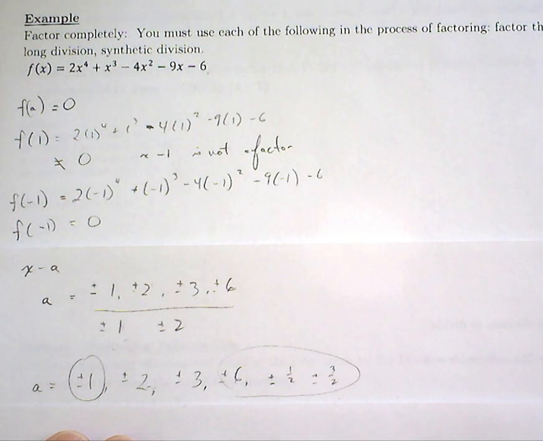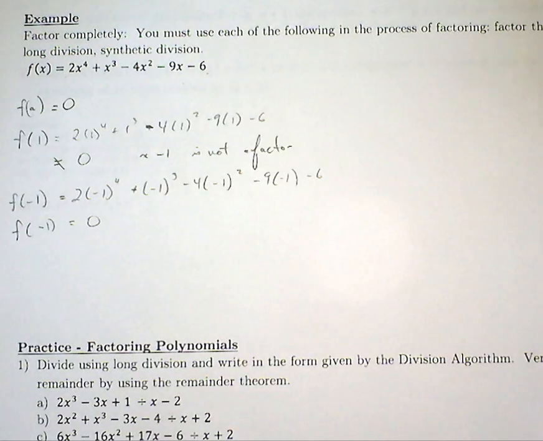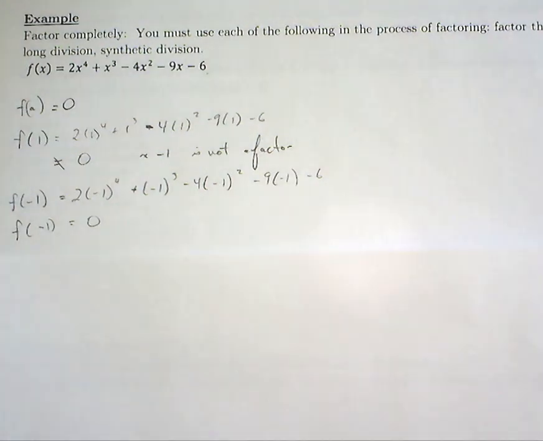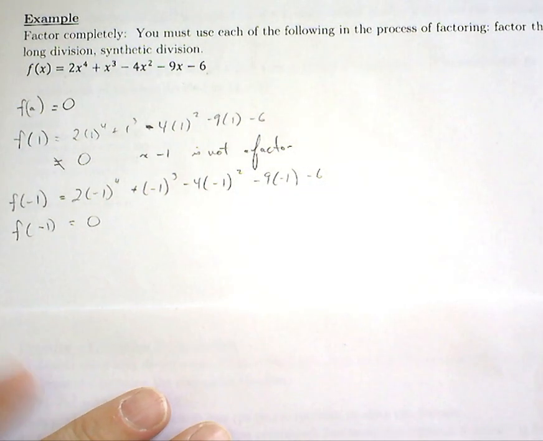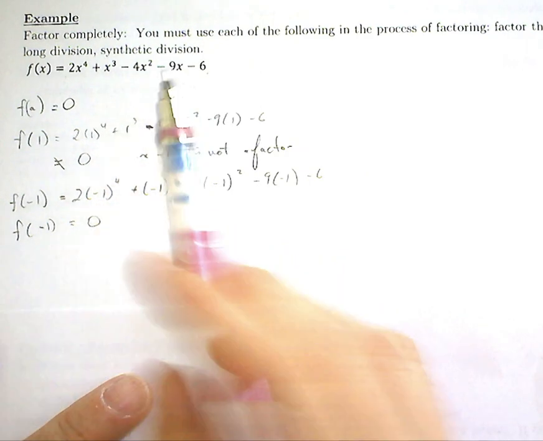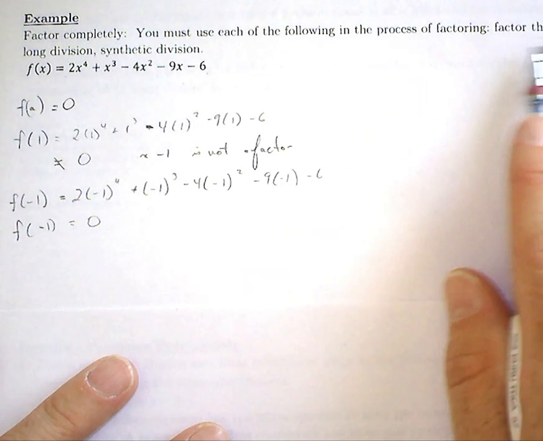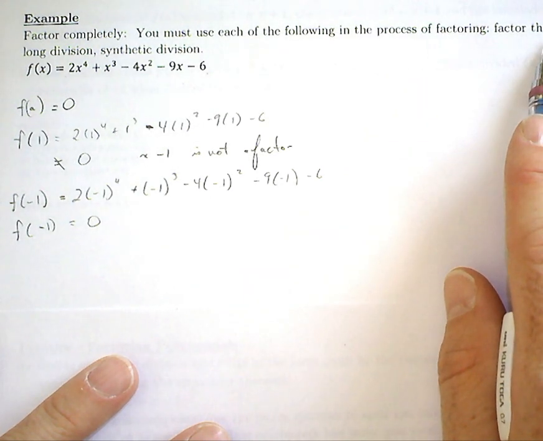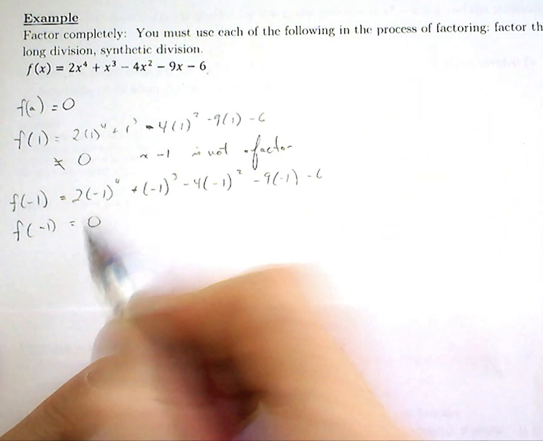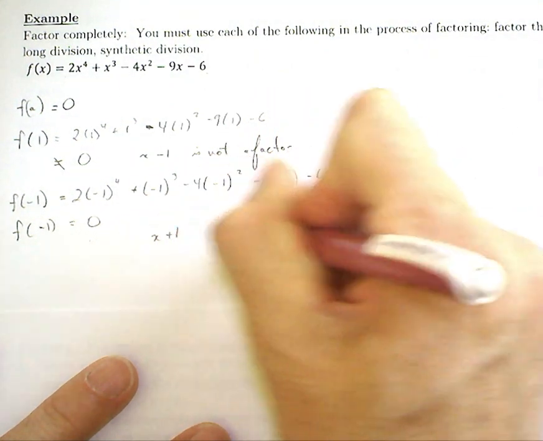Now this is really, really fundamentally important. So I'm just going to put this blank sheet of paper here. f of -1 is 0. This is the factor theorem. So we're going to factor this completely. We are going to use the process of factoring, the factor theorem. This is it. And I can conclude now that x plus 1 is a factor.